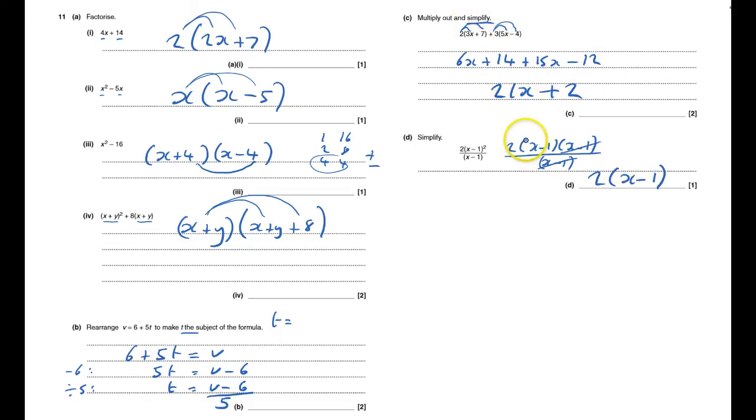You could multiply that out, but it doesn't really matter. I'd leave it like that. And you could see it here immediately. X minus 1 will cancel out with 1 of those, and it leaves us with 2 lots of x minus 1. That's 10 marks in the bag for question 11.